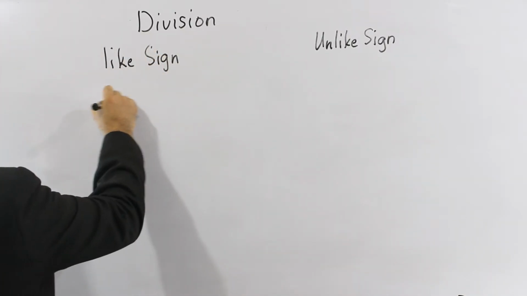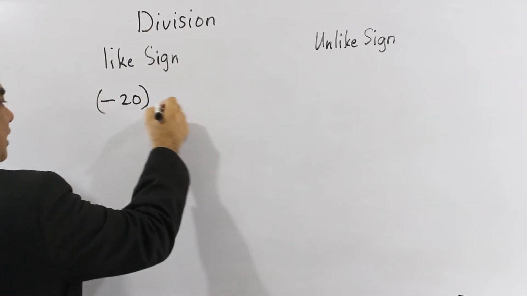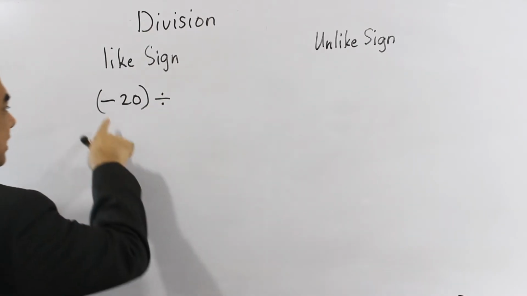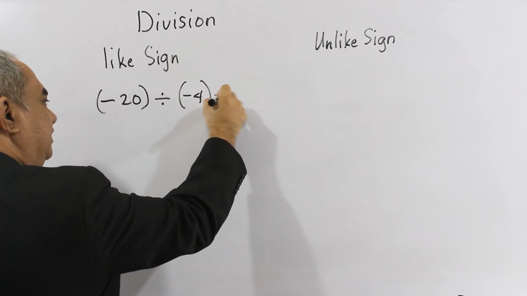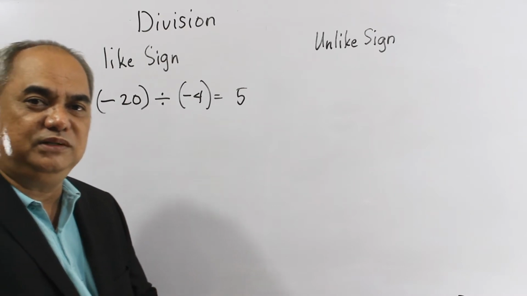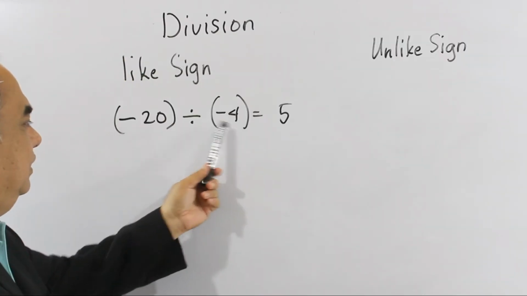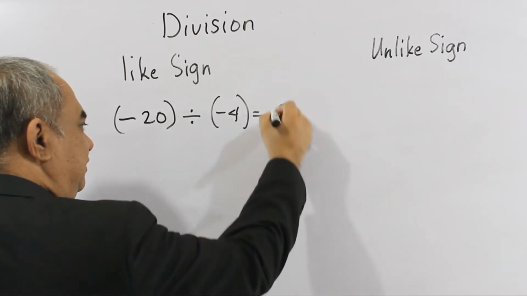Say we have, for like sign, negative 20. This time, we're going to use either this sign or the fractional bar. Let's say negative 20 divided by, like sign, negative 4. Again, we get the quotient of this, that will give you 5. Now the question is, what will this 5 be? Is it positive or negative? Since these two numbers are the same sign, we have positive 5.